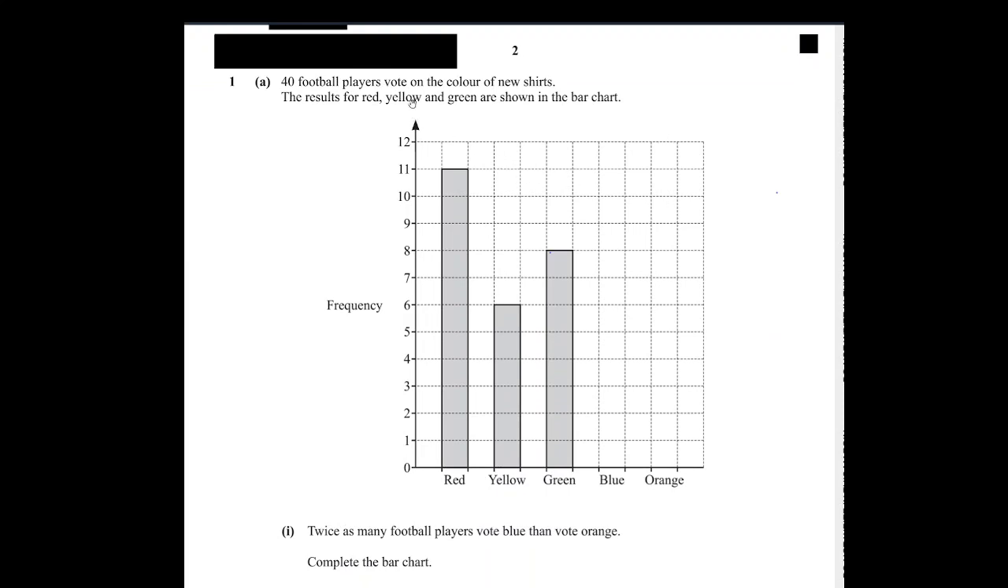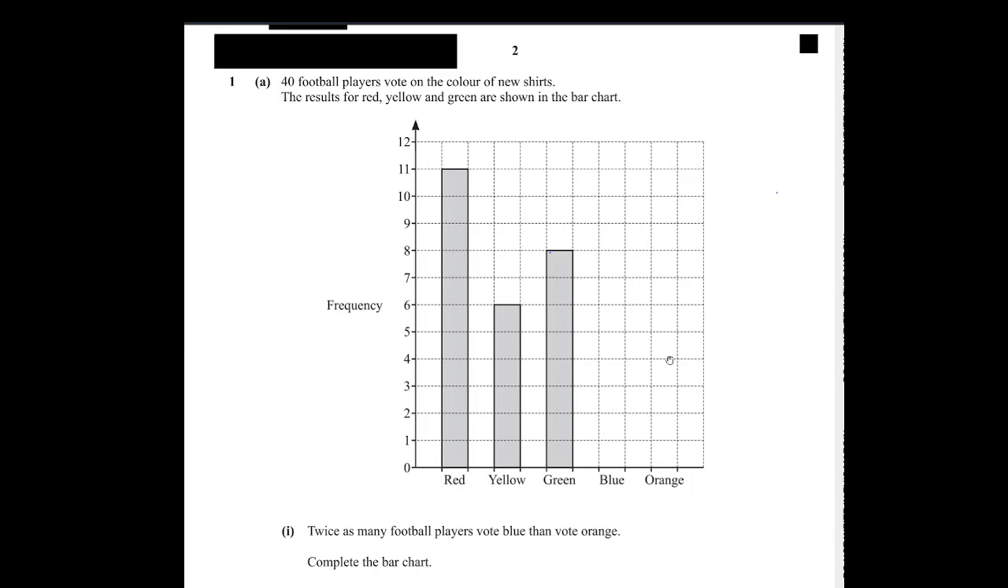40 football players vote on the color of new shirts. The results for red, yellow and green are shown in the bar chart. So there are 40 football players voting for their new shirts, and they are planning on these 5 colors. All of them were asked to vote for which color they prefer. The 3 colors are represented on the bar chart: red, yellow and green. Red is selected by 11 people, yellow by 6 people, and green by 8 people out of 40.